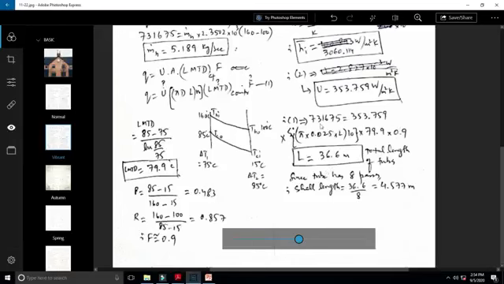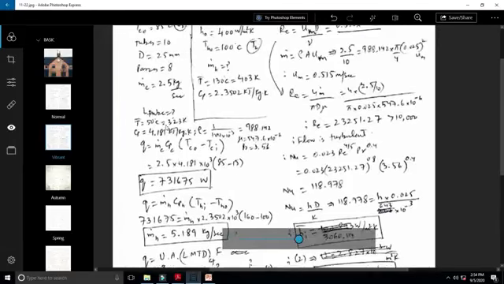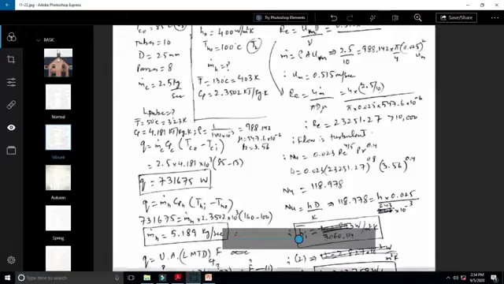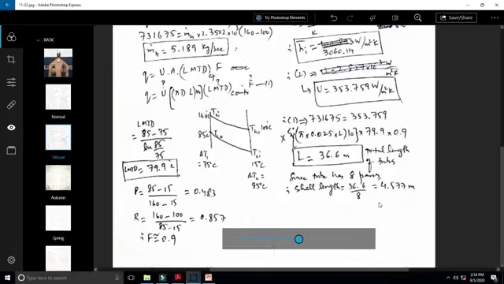Therefore the length would be calculated as 36, that is the total length of the tubes, and since the tube has 8 passes, I can show you that it was mentioned over here that each tube makes 8 passes. So the total length is 36, and if we divide it by 8 passes, we get the shell length as 4.5 meters. So the total length of the tube is 36.6 meters, whereas the shell length would be 4.5 meters.